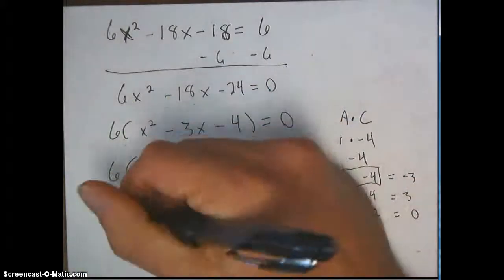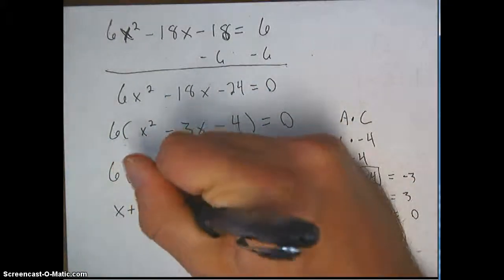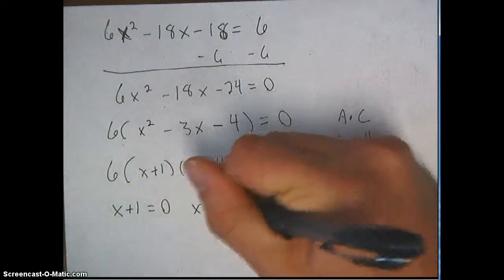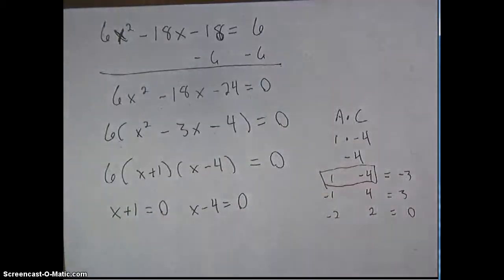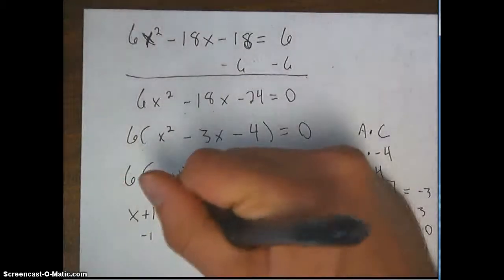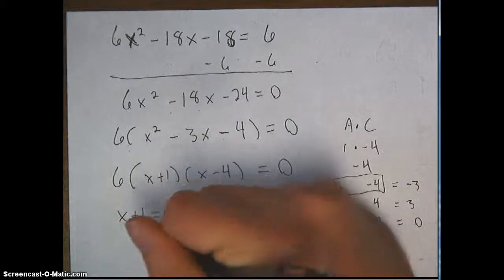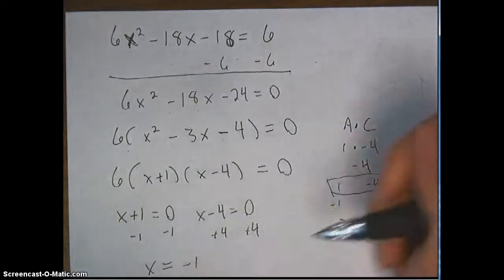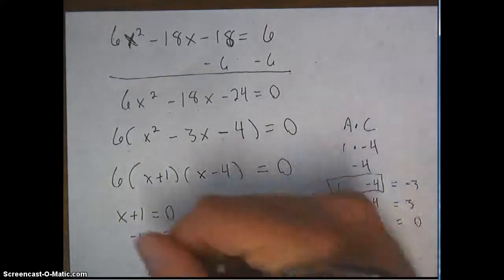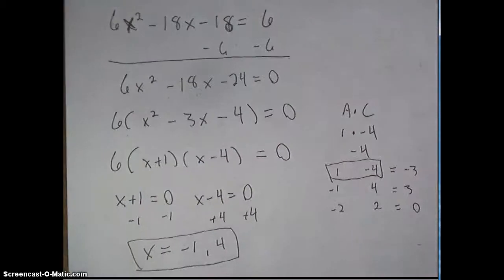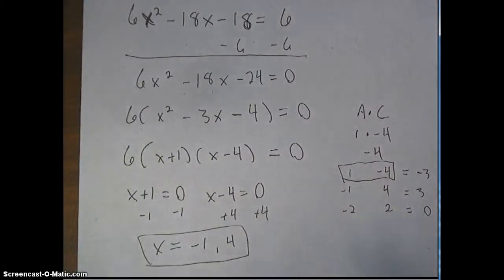So all I need to do is x plus 1 equals 0, x minus 4 equals 0. And I need to solve each of those for x. So minus 1, plus 4, x equals negative 1, comma, 4. And the 6 had no bearing on the answer. So that's a few of those.